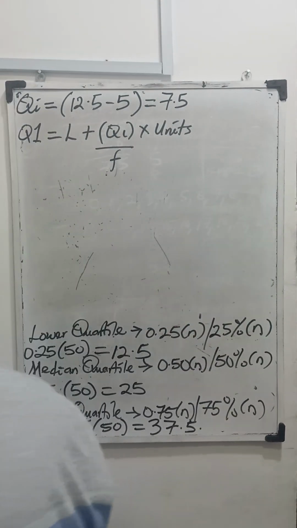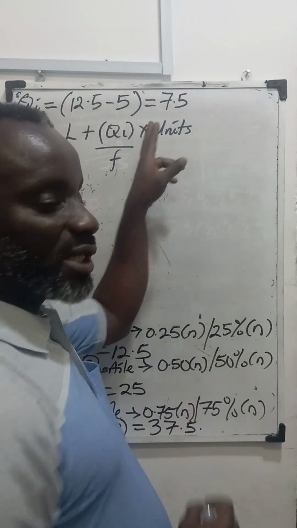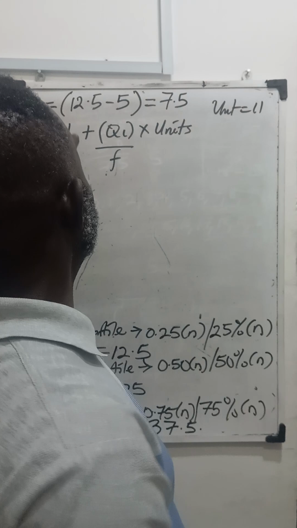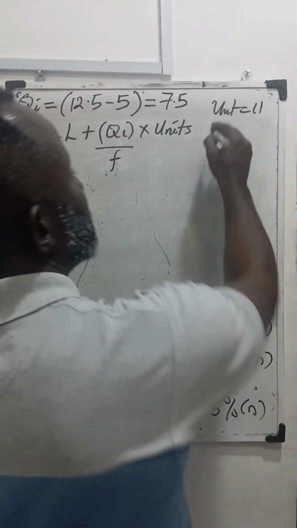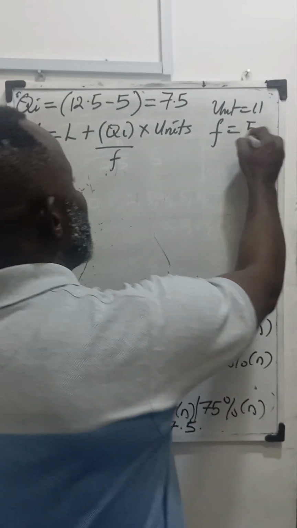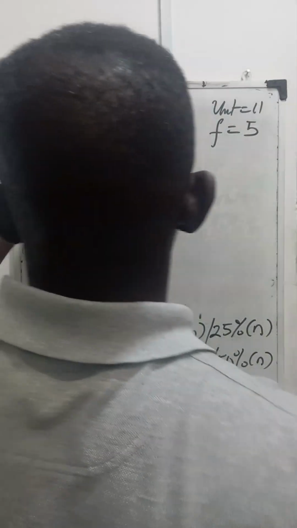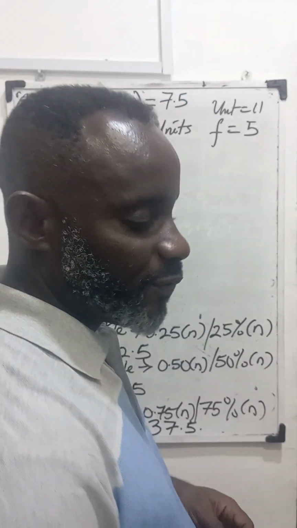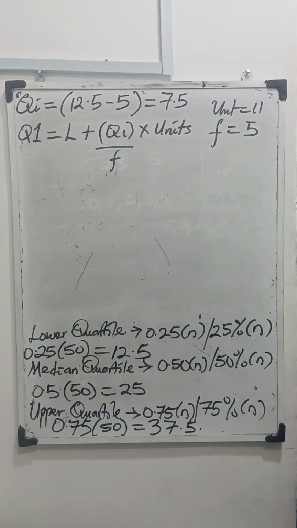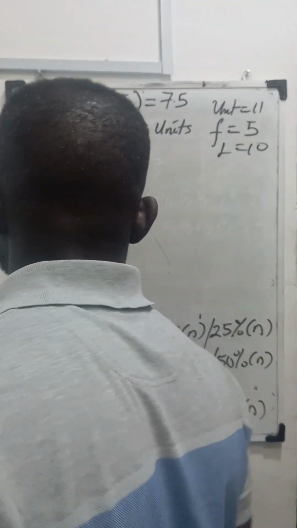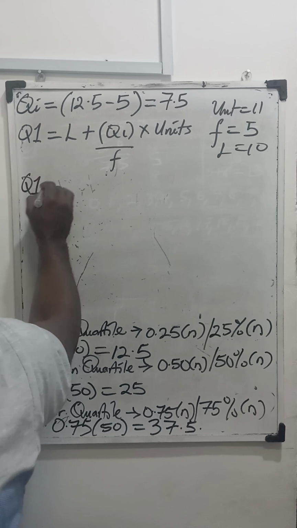So for Q1, the unit is 11. What's the frequency from the table? The frequency is 5. So what we need to do now is to impute the values. What is the value of L from the table? For the first one, L is 10. All right, so Q1 is equal to what?